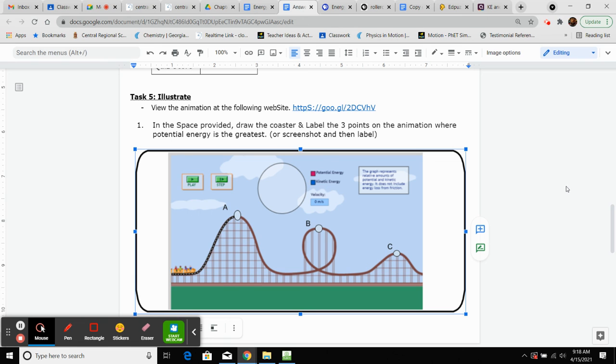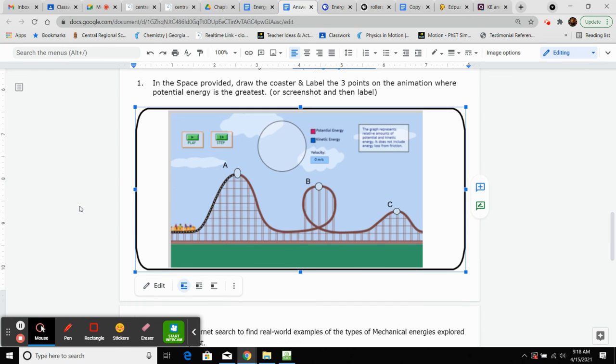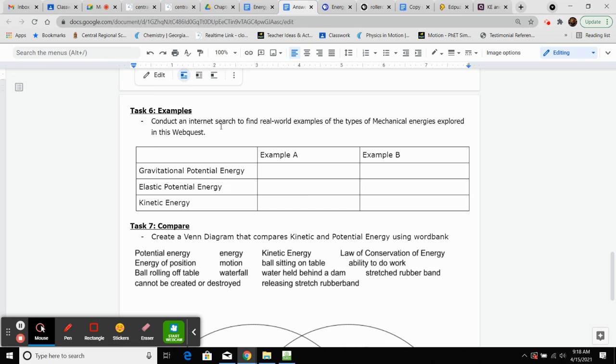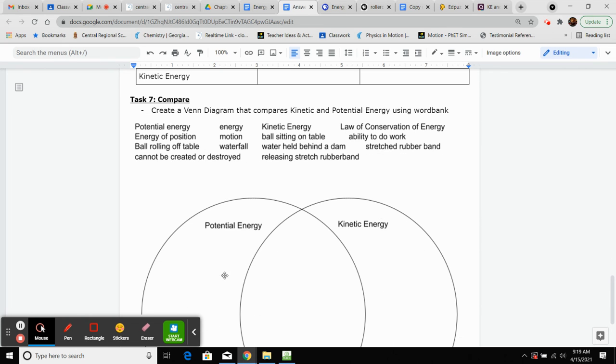All right. Now, you guys just make a note that I am recording this, so you can go back to look at it if you need a quick clarification. And then for 6, you do an internet search of real world examples to try and find mechanical energies, of gravitational potential energy, kinetic energy. You can literally type in Google, real world examples of gravitational potential energy. Then switch it out for elastic potential. Then switch it out for kinetic. You need 2 examples.